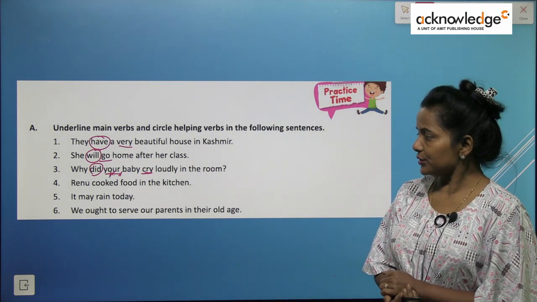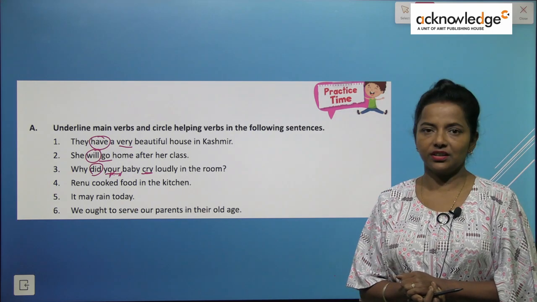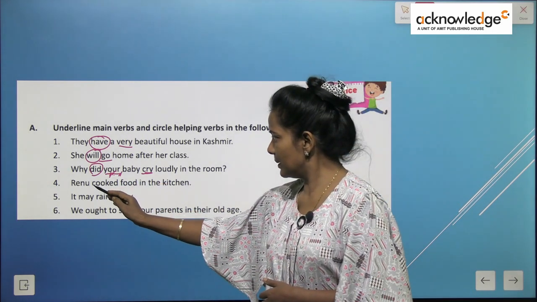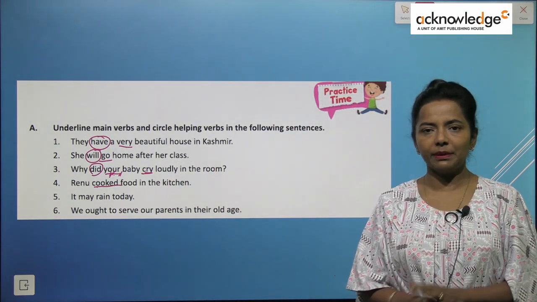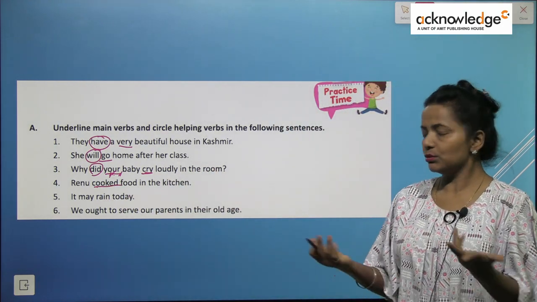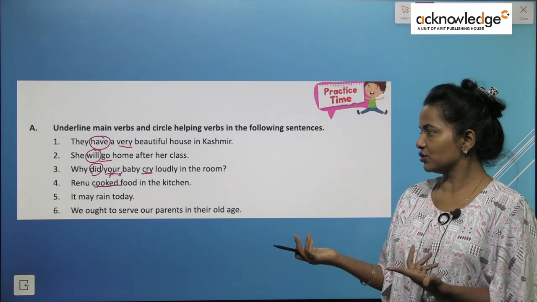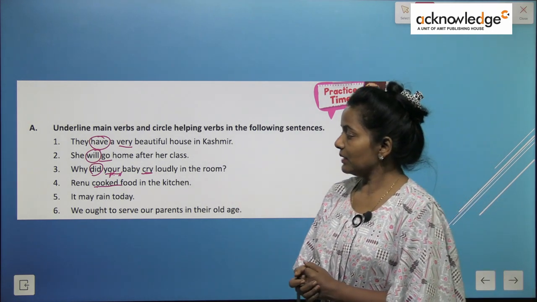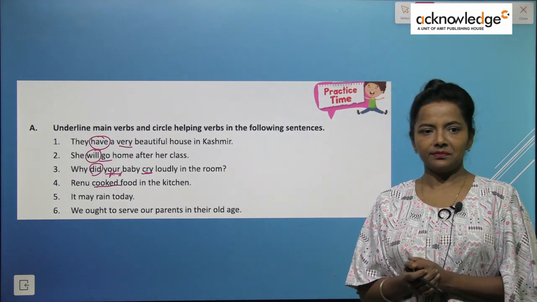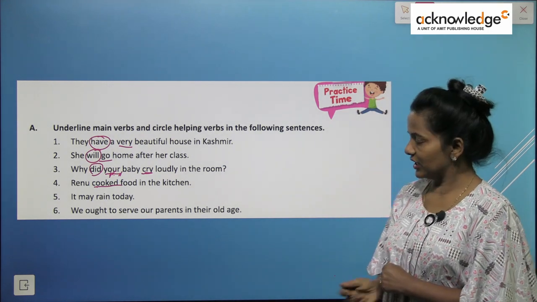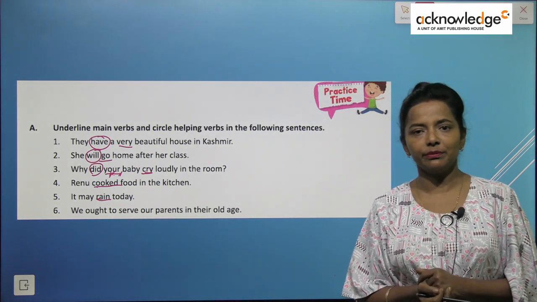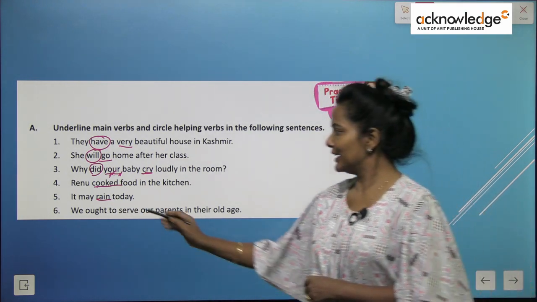Now, Renu cooked food in the kitchen. Cooked is the main verb. Is there any helping verb, children? Renu cooked food in the kitchen. There is no helping verb here. It may rain today. Rain is the main verb, and what is the helping verb? May is the helping verb.